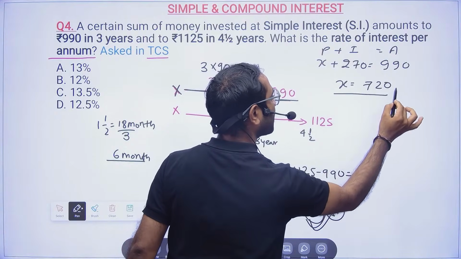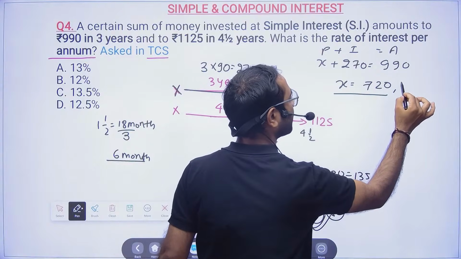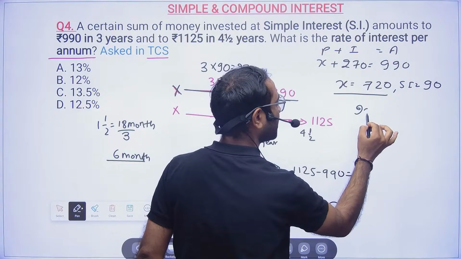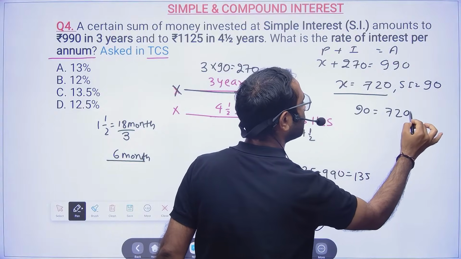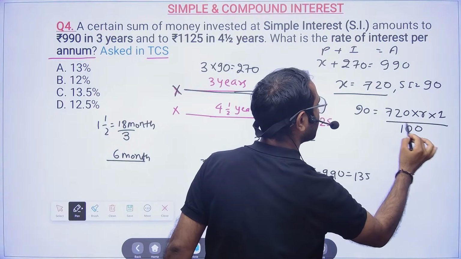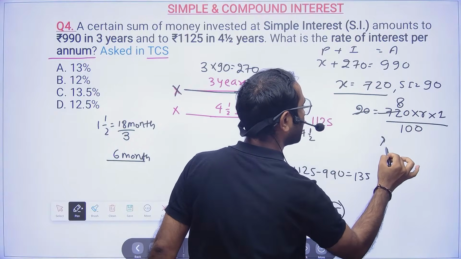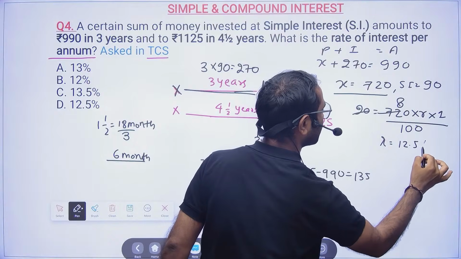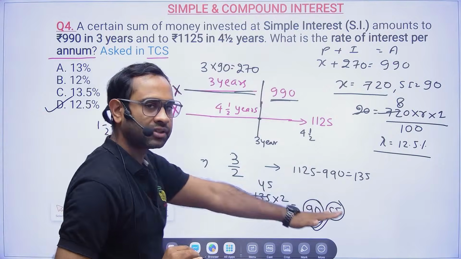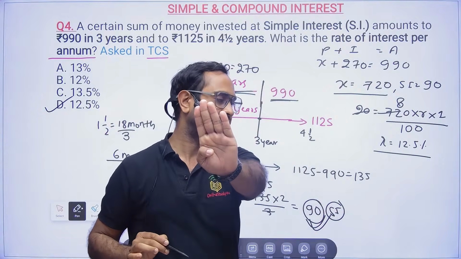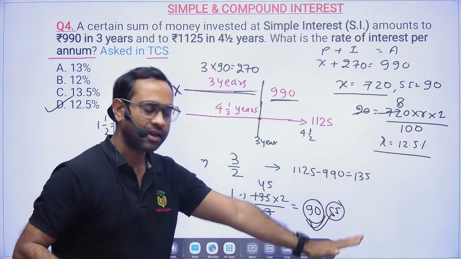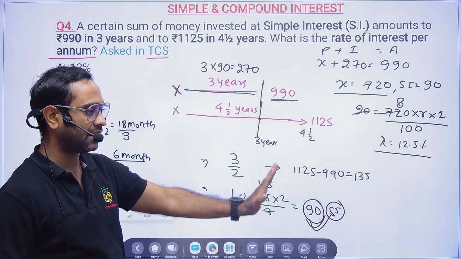You got the principal, right? And you know 1 year of interest, that is 90 rupees. So use the formula: simple interest is equal to principal into rate, which we need to calculate, into time, which is 1 year, divided by 100. So 8 times, and your rate will become 12.5%. This question is not that lengthy, it is just 3 to 4 steps. The only thing is I need to explain the complete thing to you, and that is the reason you are feeling that it is complicated.